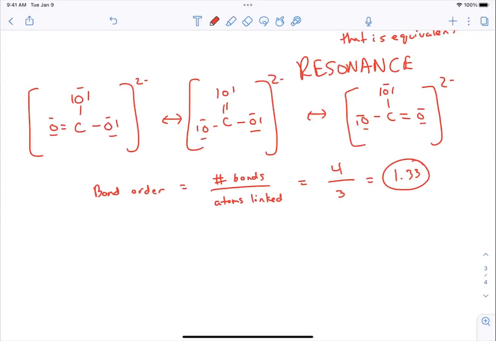So it would be closer to a single bond than a double bond in all characteristics, length, enthalpy, things like that.